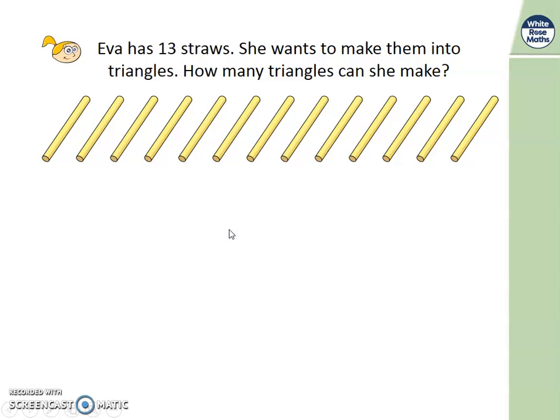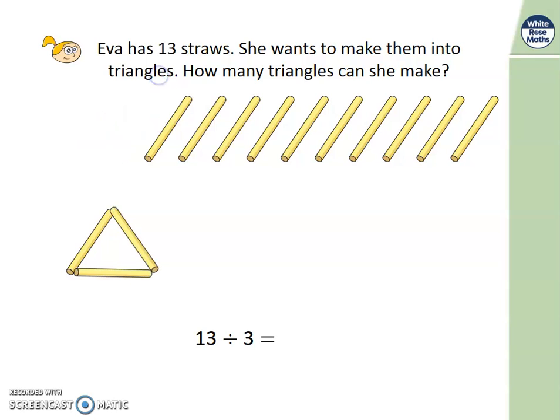Let's learn for today. Let's use our learning to problem solve. Eva has 13 straws. She wants to make them into triangles. How many triangles can she make? Let's physically do it. A triangle has how many sides? You're right, it has 3. So we're doing 13 and we're dividing it into groups of 3 to make triangles.